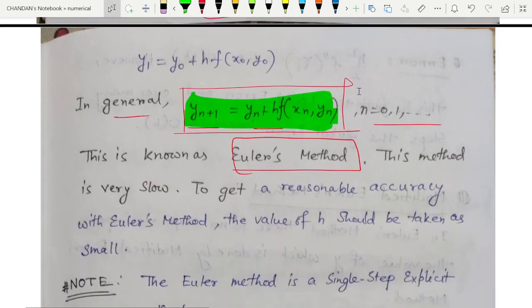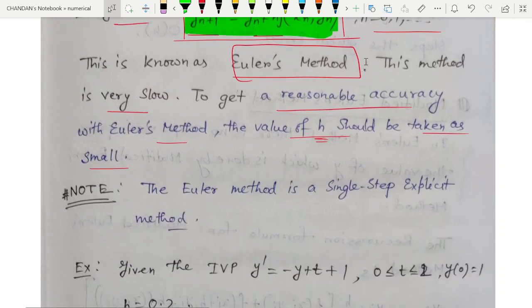Okay, so now let us take an example. Before that, see, this method is very slow. To get reasonable accuracy with Euler's method, the value of h should be taken very small. That is the cons of this method: it is very slow, and if the value of h is high, then this method may fail, or we may get a very big amount of error. That's why we need to improve this method also.